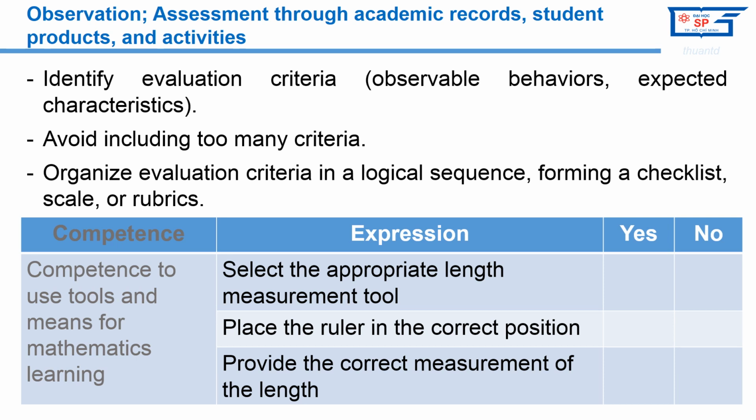Did the student position the measuring tool correctly for the measurement? Did the student correctly state the measurement of the object? These indicators allow the teacher to assess students' competence in using mathematical tools and resources.